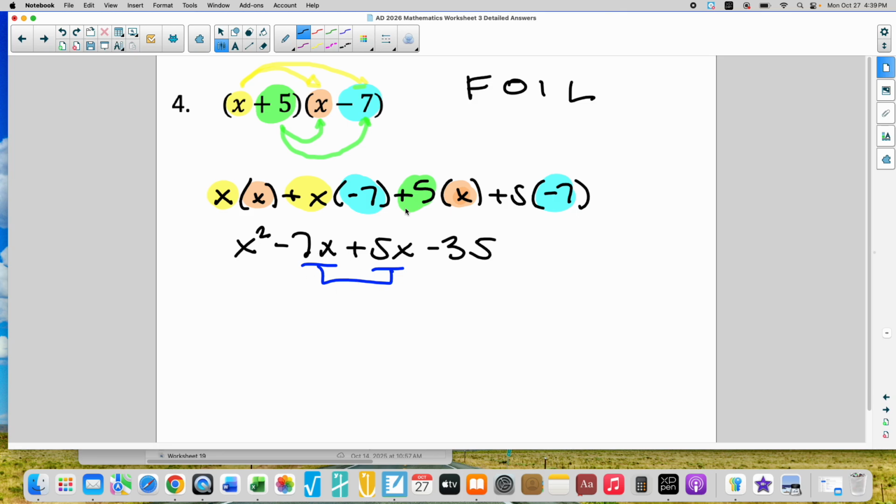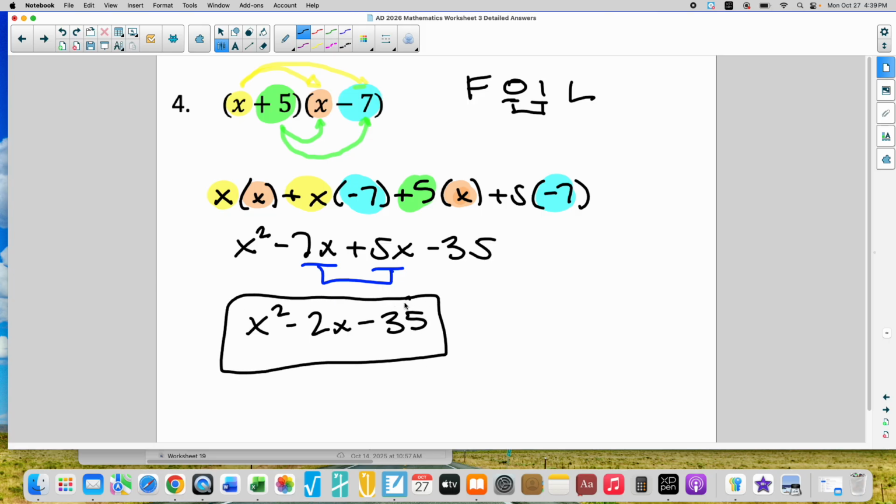And you're always going to, well, not always, but you're going to be able to add your outer and your inner. And so you get x squared minus 2x minus 35 as your answer. You can't combine these. These are unlike terms.